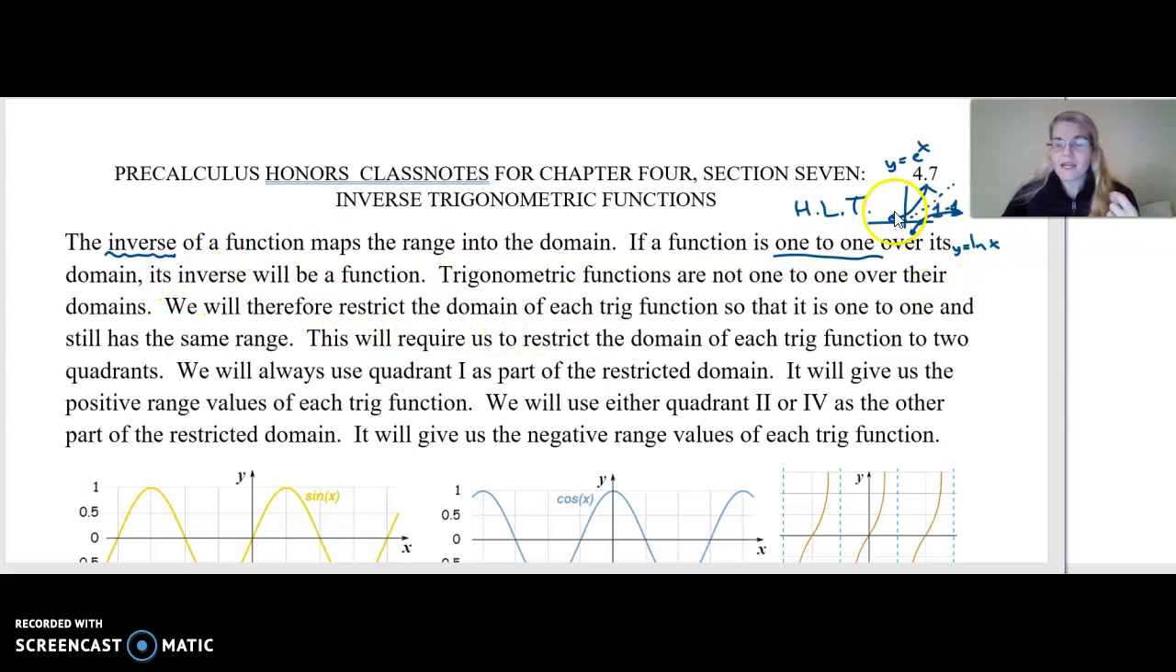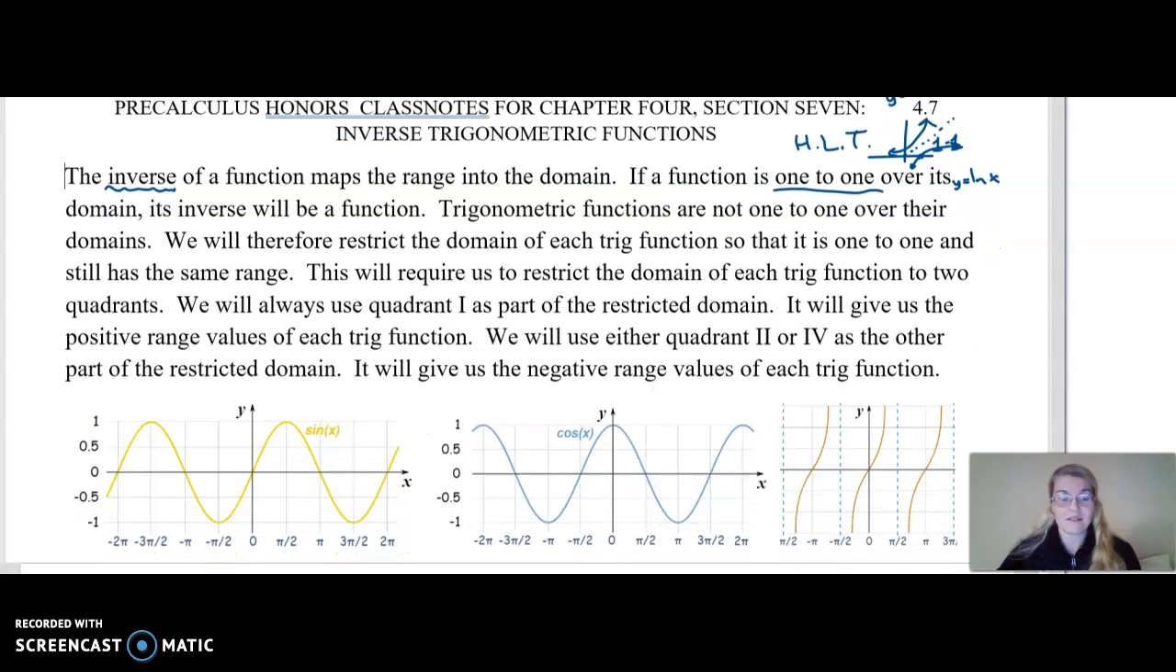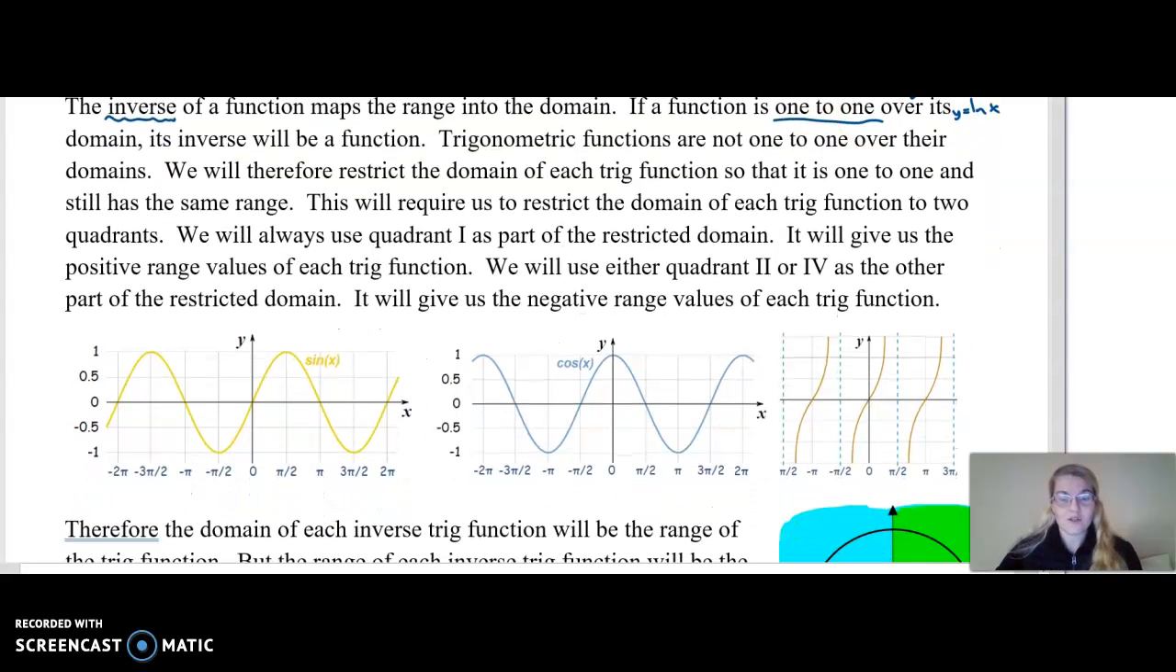So can I use this same idea with my trig functions? As my trig functions currently stand, no, because none of my trig functions right now are one-to-one. Trig functions are not one-to-one over their domains, as we can see. They fail the horizontal line test. By the way, I didn't actually write this. This is tangent of x, the graph here.